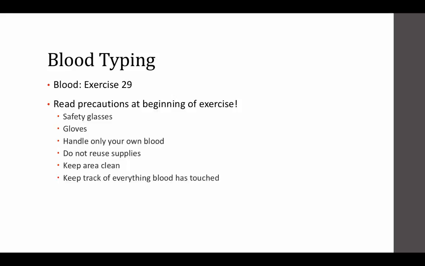So we're going to do blood typing. Again, exercise 29, please read the precautions at the beginning of that exercise. We're going to be working with blood during lab, so you need to be well versed in being safe. Safety glasses, gloves, make sure you handle only your own blood. Don't reuse supplies. There's a bunch of precautions that I want you to be familiar with before we get to lab, so we're well versed to be safe and have a good experience.